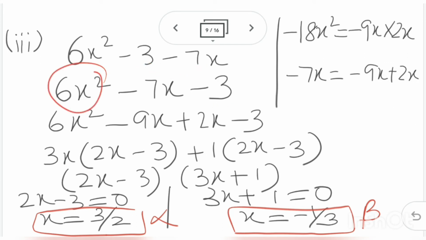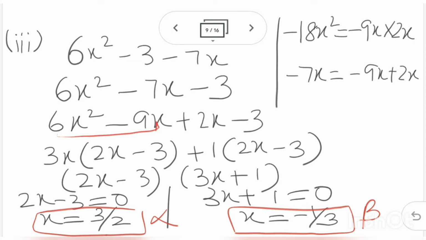Now by multiplying the first and last term we get minus 18x square and the middle term is minus 7x. Now we'll think of two numbers whose product is minus 18 and whose sum is minus 7. We know if we multiply 9 and 2 we will get 18, and if we subtract 9 and 2 we will get 7. We need minus 7, so we will keep the negative sign with the bigger number, that is 9. So minus 9x plus 2x will give minus 7x. So we have written the middle term as minus 9x plus 2x.